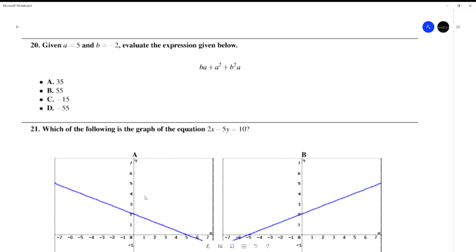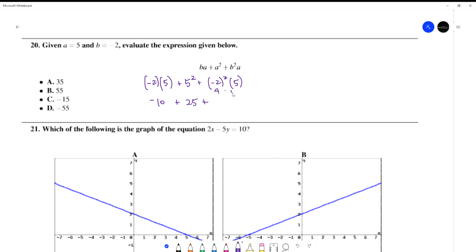given A equals 5 and B equals negative 2, evaluate the expression given below. Okay, so let's substitute these values in here. I'm going to use B in parentheses, negative 2, times A, which is 5, plus A squared, plus B in parentheses, squared, times A. Okay, so my first term here, negative 2 times 5 is negative 10, plus 5 squared is 25, plus negative 2 in parentheses squared is 4, right? 4 times 5 is 20.